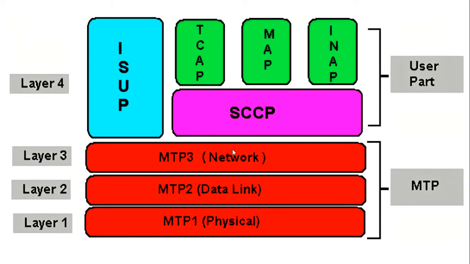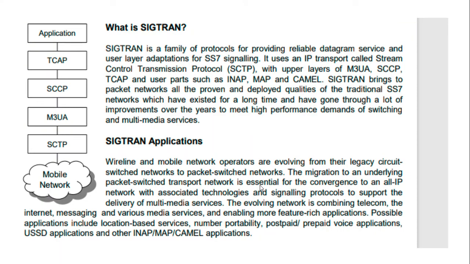So all SS7 signaling is happening over the IP network, and the media flows through the SS7 network only. It uses MGCP, Megaco, all these protocols for media purposes when it comes to calling, like ISUP calling and so on.